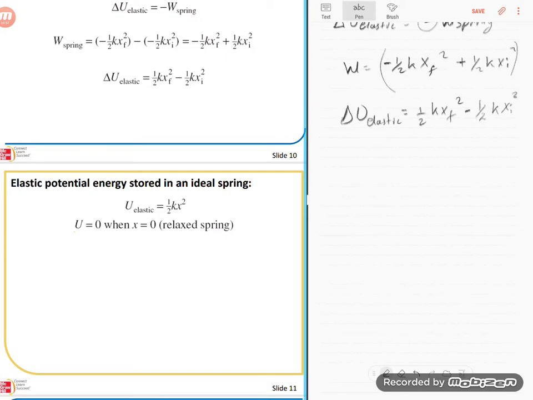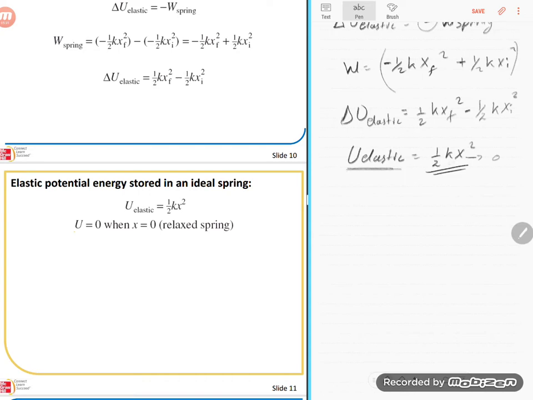Now, elastic potential energy stored in an ideal spring. Potential energy is mostly stored energy. So if you want to find it for stored ideal springs, you can use the formula U elastic, which means elastic potential energy, is equal to half k x square. So if x is 0, which means the spring is relaxed, that means we don't have elastic potential energy.